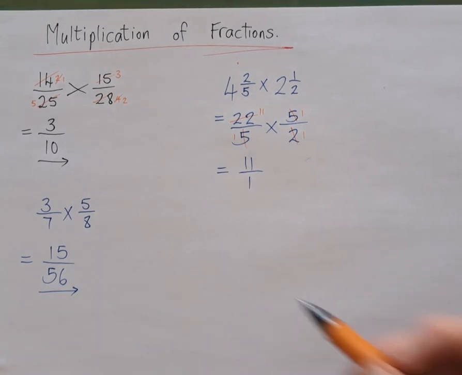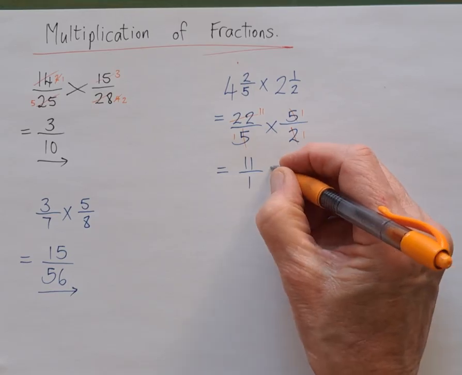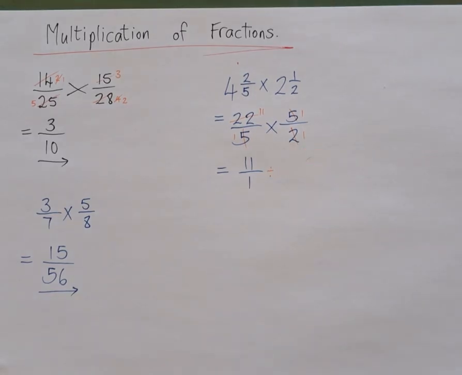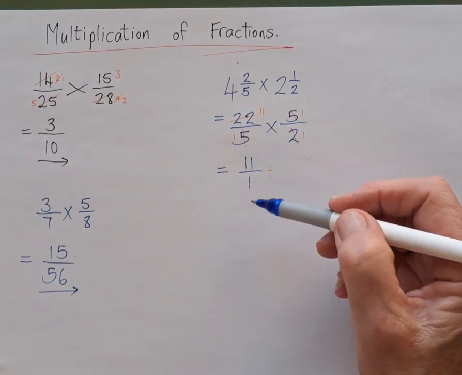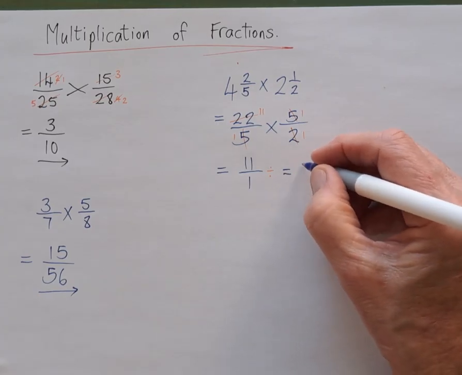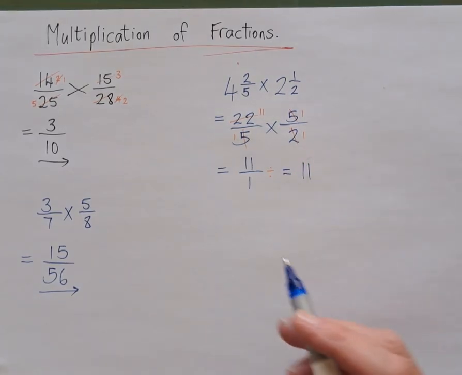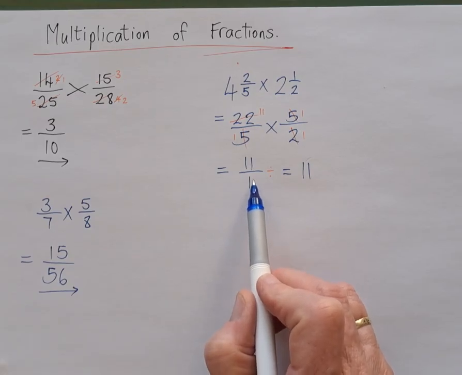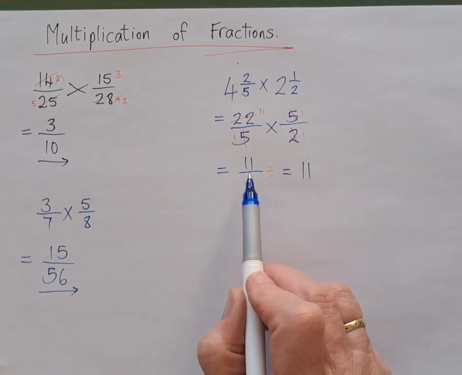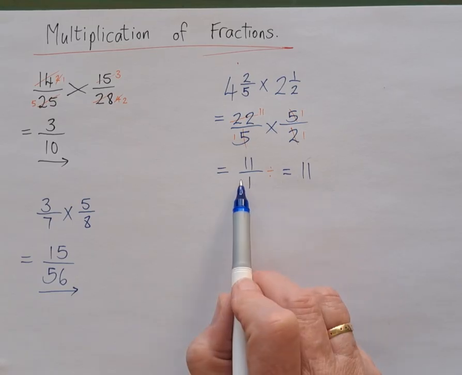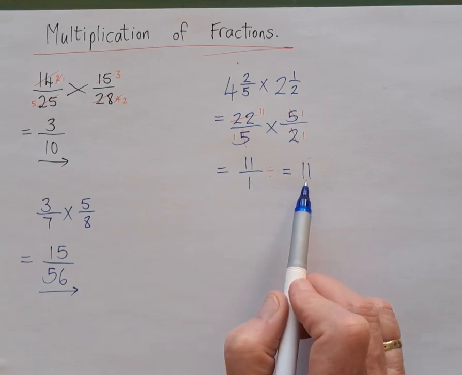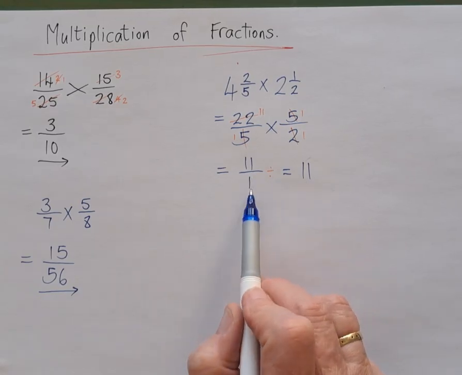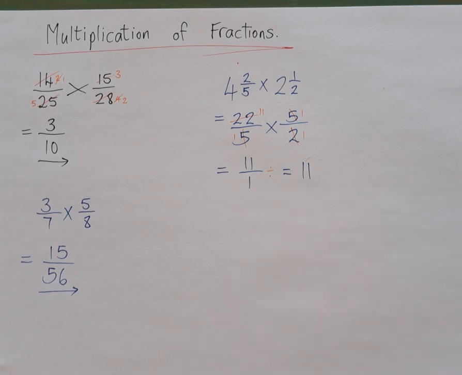Now remembering that 11 over 1 actually means 11 divided by 1. 11 divided by 1 is 11. You can also just remember that as soon as you get an answer where 1 is the denominator, you can actually just rewrite it as the numerator. And I would always suggest to do this to show that you do understand that anything over 1 is just itself. We can even multiply 3 mixed numbers or 3 fractions together.